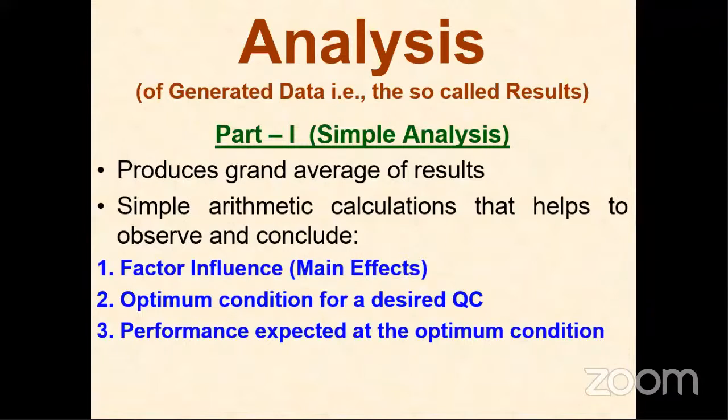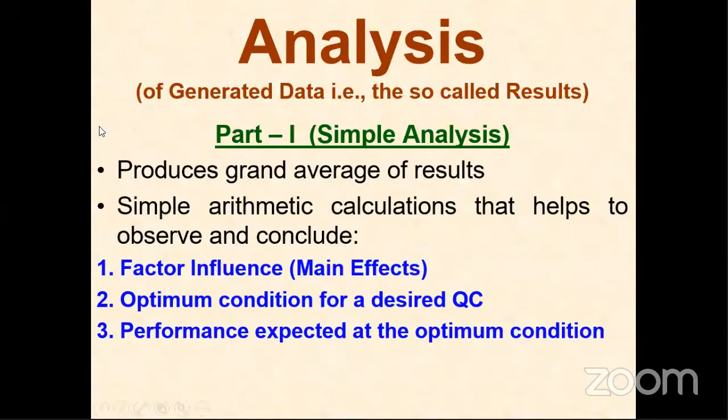So you have generated data, that's what are so-called results. If you don't have replications, you have to go with the average. If you have replications, you can go by standard deviations, or else you can go with S by N and ANOVAs. All this will help you.